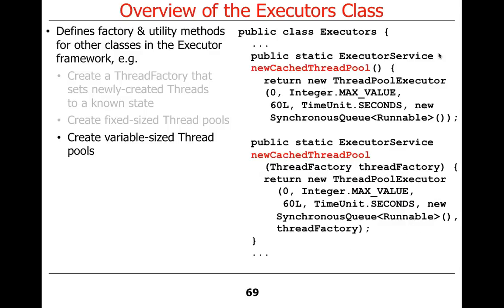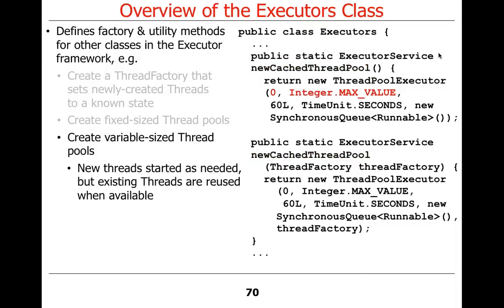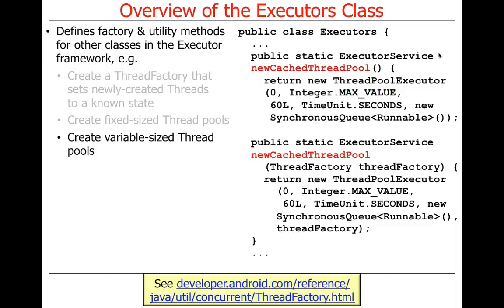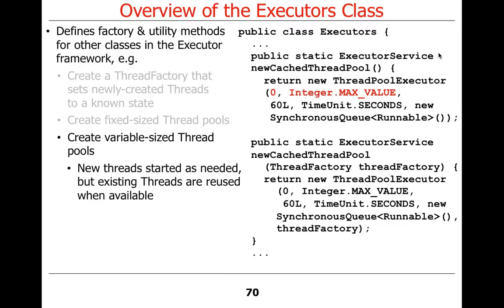So that's a fixed size thread pool. You'll get a little chance to play around with those fixed size thread pools in one of the upcoming assignments. Here's the next thing, a variable sized thread pool. So in the variable sized thread pool, called new cached thread pool, things are a little different. Once again, you can use the factories, but new threads are started as needed, but existing threads are reused when available.